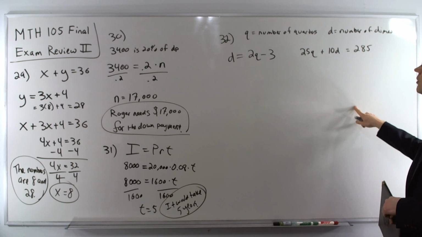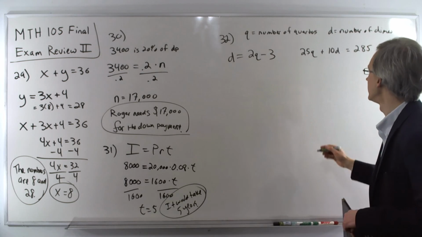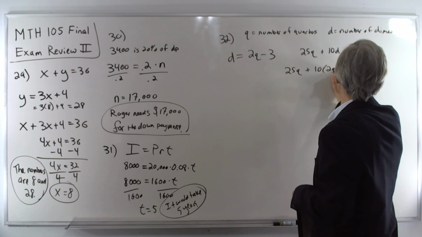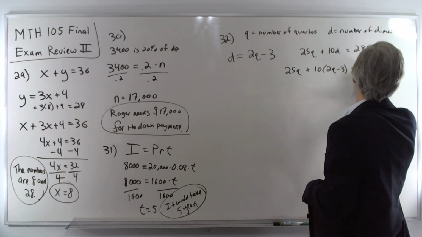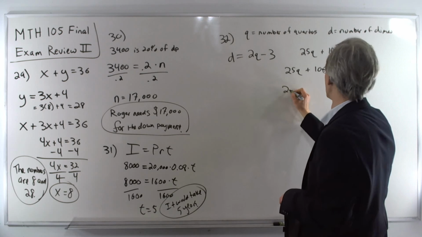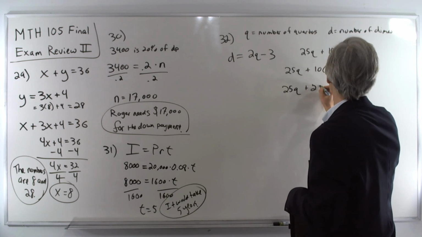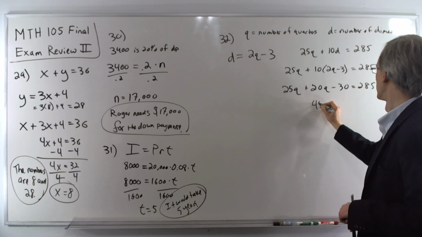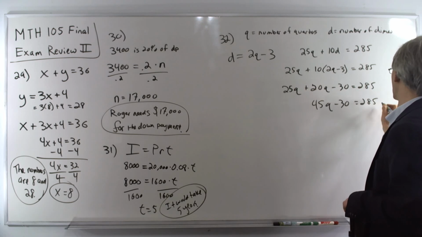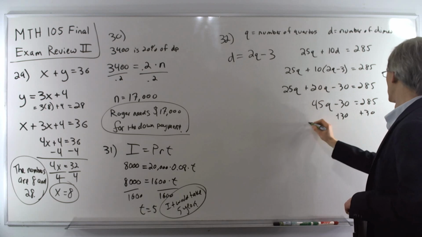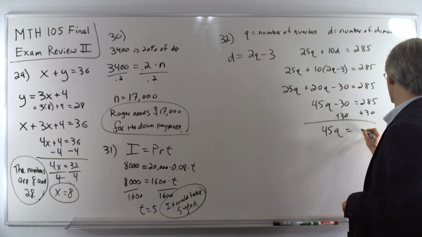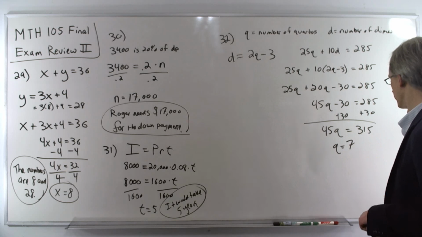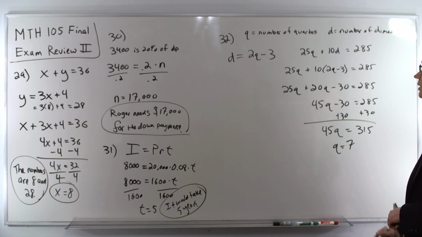All right, now to solve this equation, we are going to need to plug in this expression for D. So that gives us 25Q plus 10 times 2Q minus 3. Now distribute, and combine like terms. I'll add 30 to each side. And we get 45Q equals 315. And that makes Q 7. So we have 7 quarters.